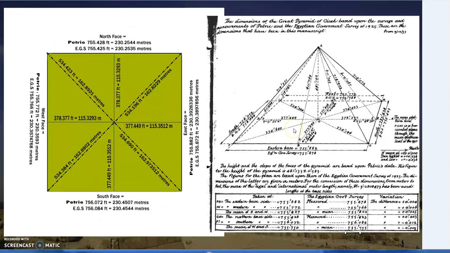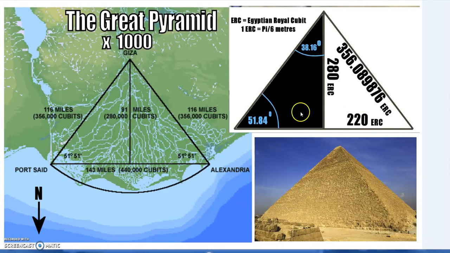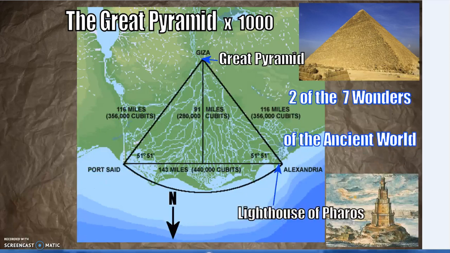If you include these variations, what you actually get is perfect proportions of phi and pi, but perfect phi and pi in meters as well, which links back. But slight variations will also affect the angles. In this video I'll be using the idealized measures, 440 Egyptian royal cubits base, or 220 half base, and 280 Egyptian royal cubits high, creating these angles. So that's what I'll be working off now, and then I'll be multiplying those by 1,000.